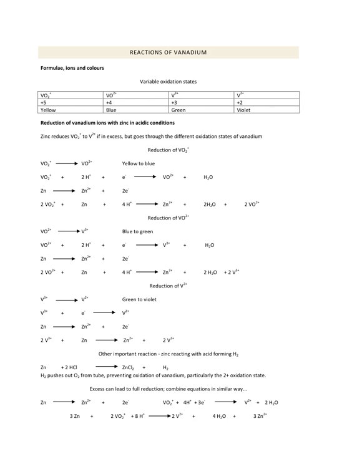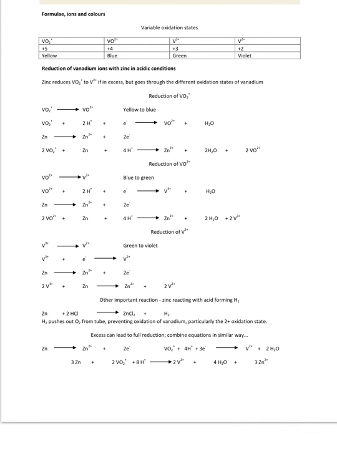So the reason this is in the specification is really to think about the variable oxidation states of transition metals, and also to think that when they change the oxidation state they change in colour, which is typical of the transition metals. So first of all, let's think about the reactions with zinc. And reactions with zinc leads to this change from the +5 oxidation state to the +2.